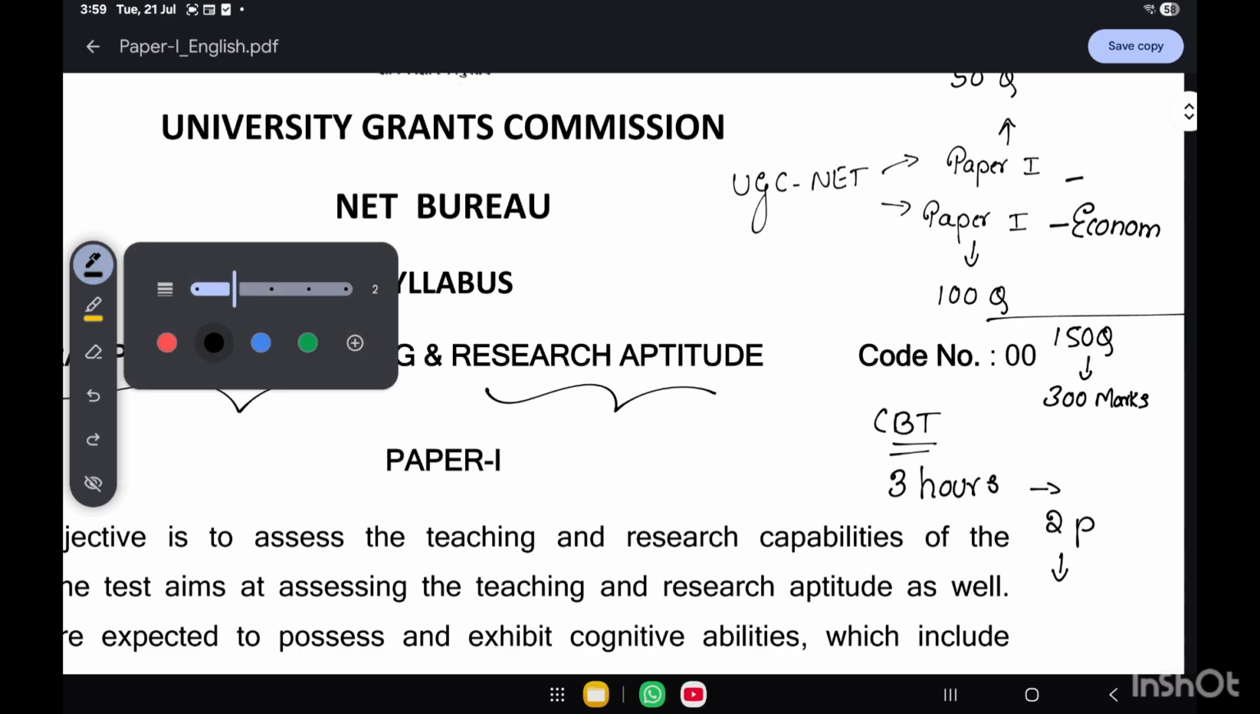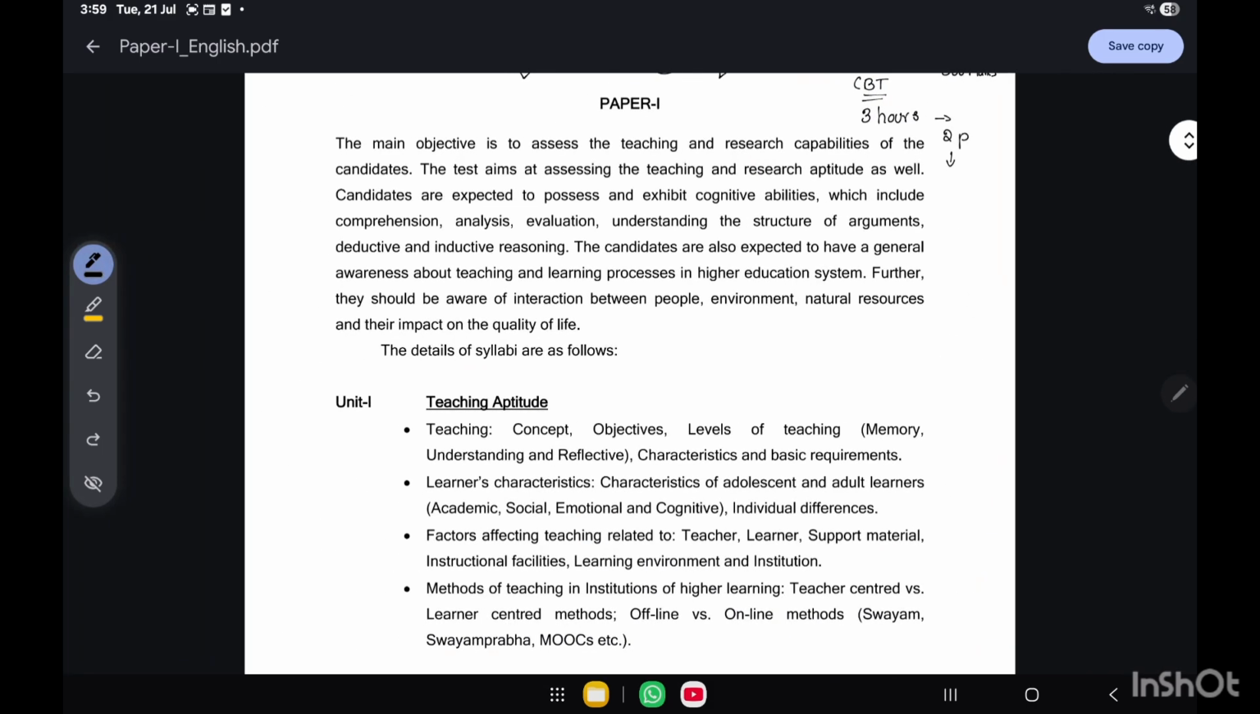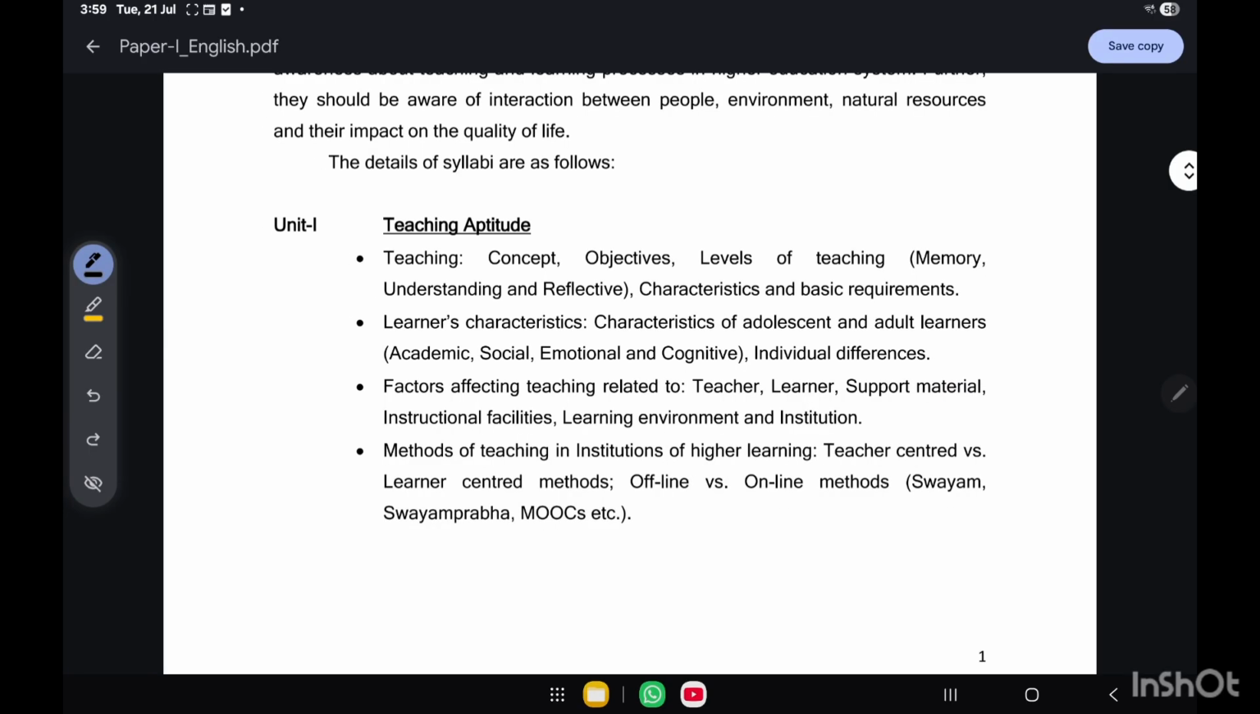Now we will have a look at the paper 1 syllabus first. In the first unit you have teaching aptitude, where you will learn what the levels of teaching are, the characteristics, the basic requirements, the characteristics of the adolescent and the adult learner, and individual differences. This syllabus is not that tough. You just have to be patient and go through it. If you read it once or twice, you will get to know this paper 1, specifically unit 1.